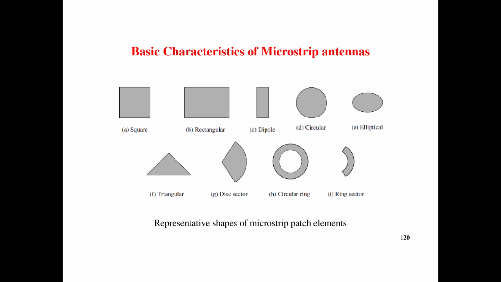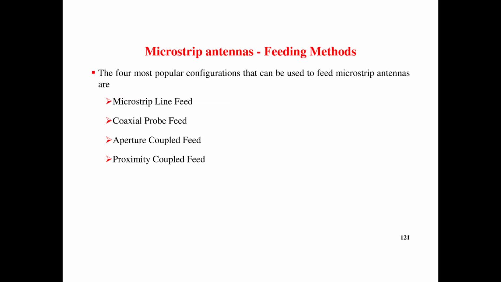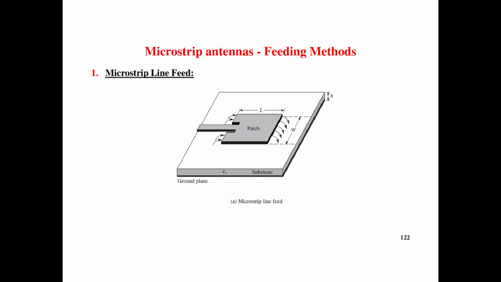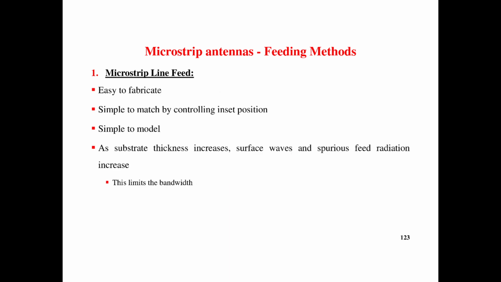These are the different types of microstrip patch shapes, including square, rectangular, dipole, circular, elliptical, triangular, disc sector, circular ring and ring sector. Microstrip feeding structures are microstrip line feed, coaxial probe feed, aperture coupled feed and proximity coupled feed. The feed carries the signal given as input to the antenna. First is the microstrip line feed.